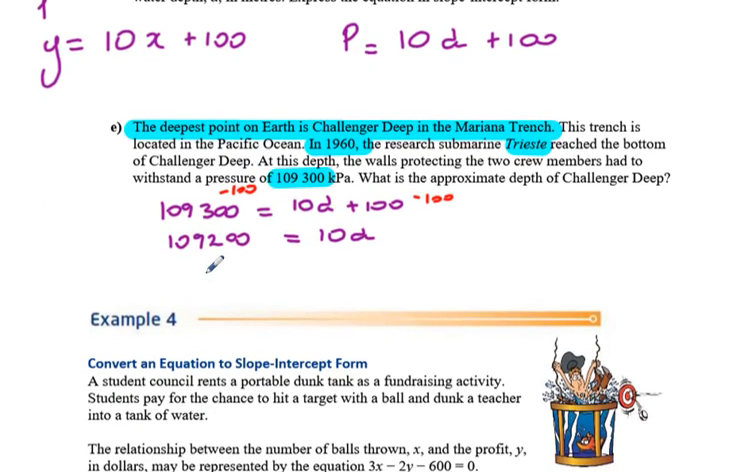Then we're going to divide by 10, so d is equal to, if we take this number and divide by 10, 10,920, and that's meters. Now, what's that in kilometers? That's equal to 10.92 kilometers. That is deep.